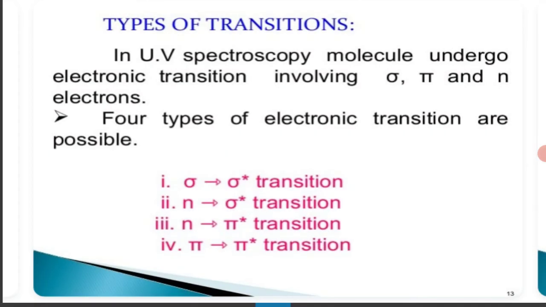There are different types of transitions involved in UV spectroscopy. So we can see the types of transitions. In UV spectroscopy, molecules undergo electronic transition. It involves sigma, pi and n electrons. Four types of transitions are involved. First is sigma to sigma star transition. Second is n to sigma star transition. Third is n to pi star transition. And fourth is pi to pi star transition.